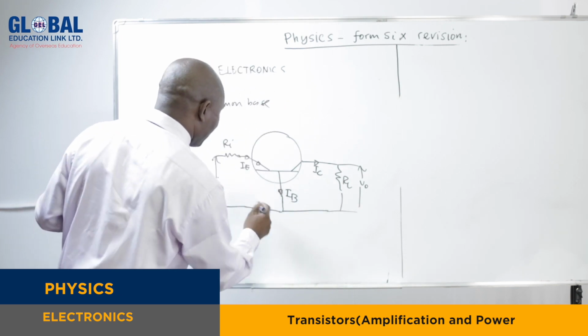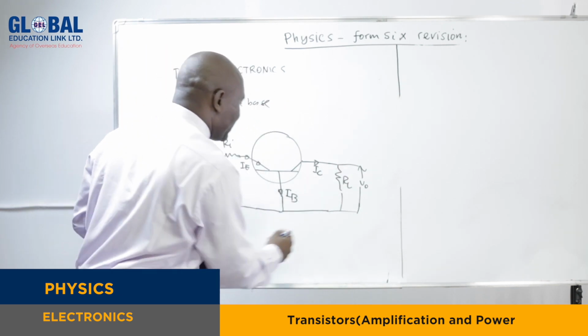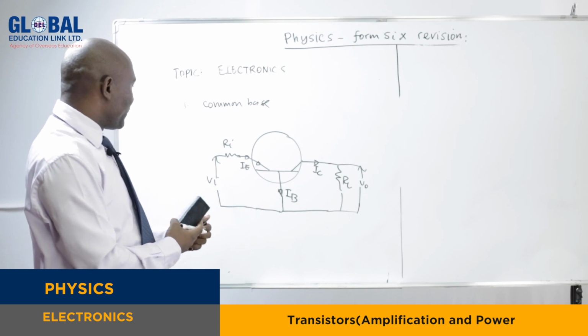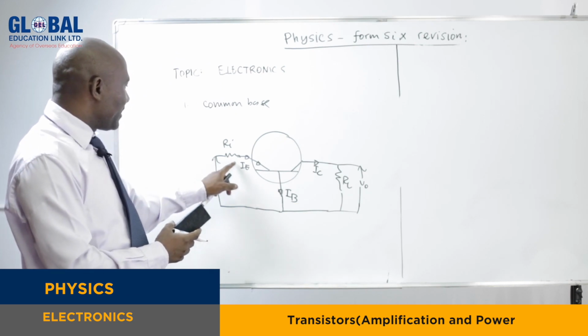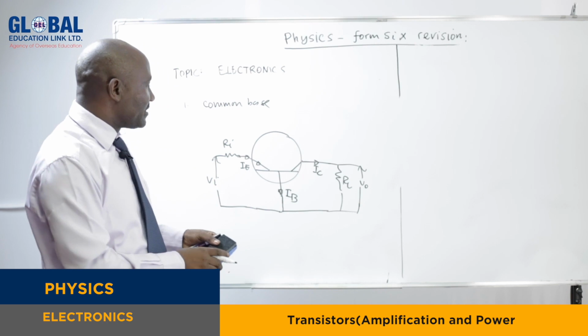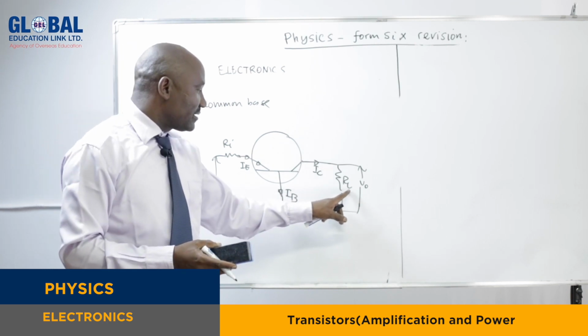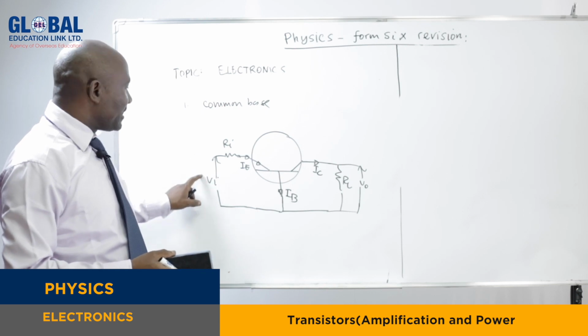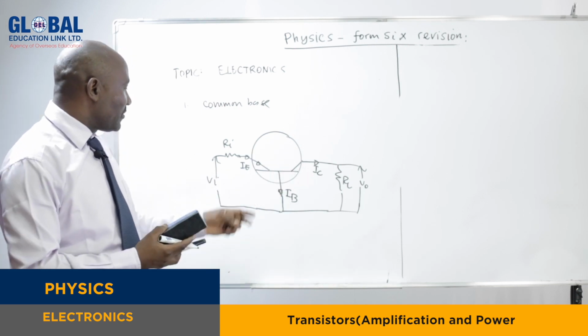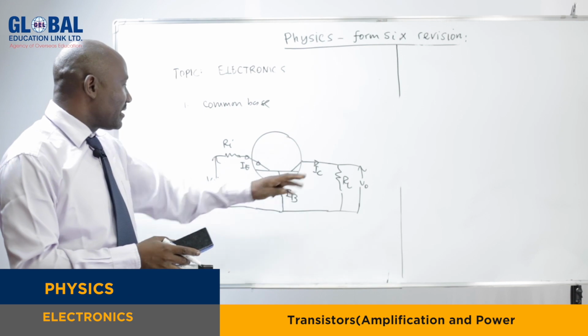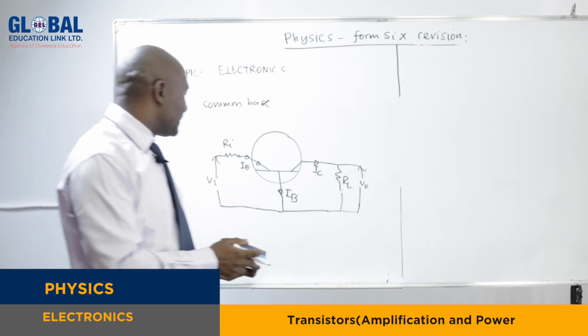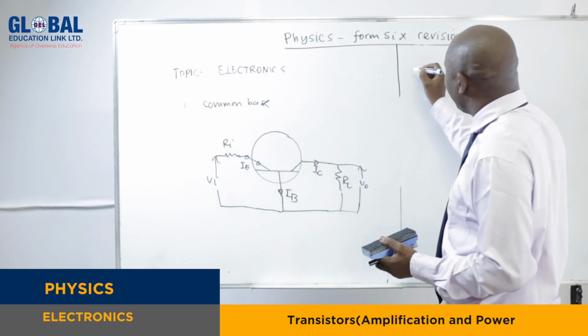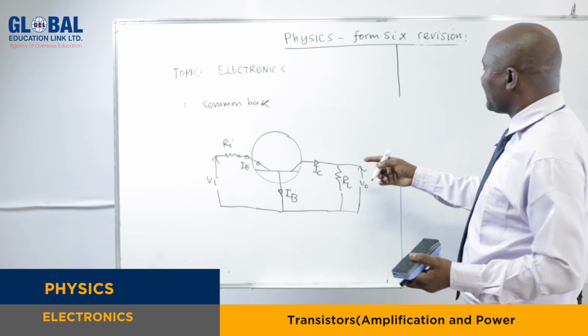So this is the arrangement. We have the input resistance, and the load resistor as the output. This is our input circuit and this is our output circuit. Of course, you have to consider forward bias connection. From here, you can find the current gain for this kind of arrangement.